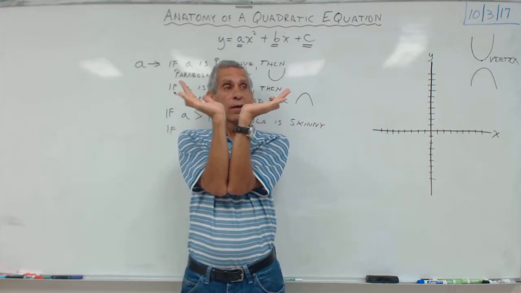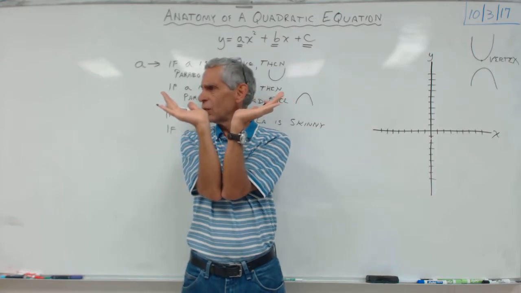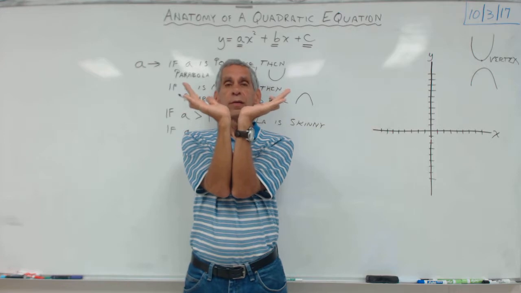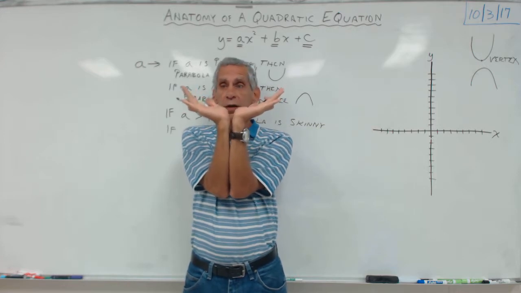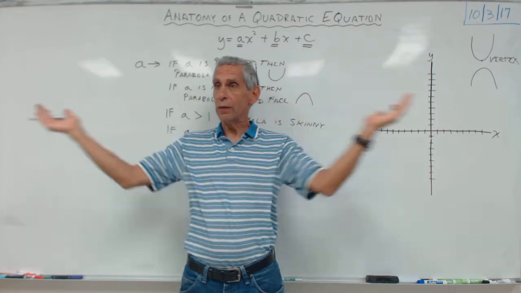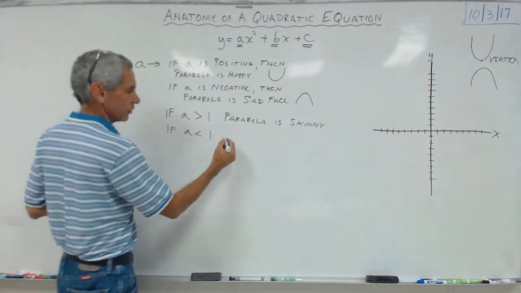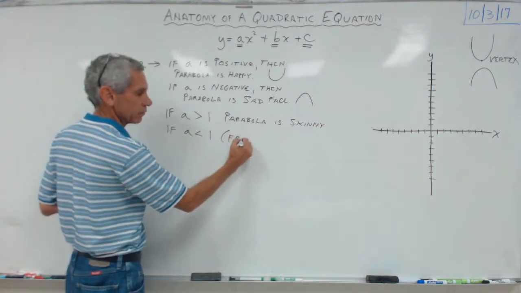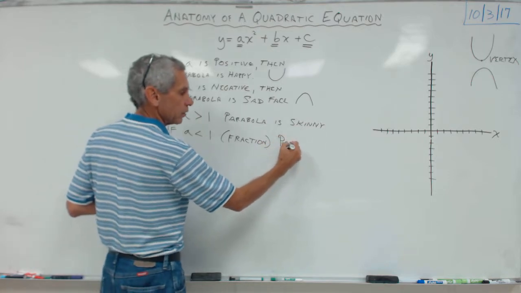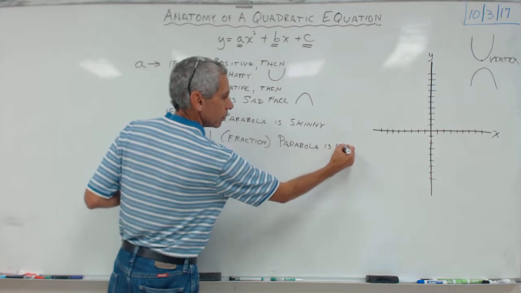Y is 1/100 x squared. Did I just say 16 or 1/16? I hope I said that. But anyways, I meant 1 over. 1/100 would be really, really, really wide, right? Does that make sense? You get that? So if A is less than 1, meaning it's a fraction, then the parabola is wide.